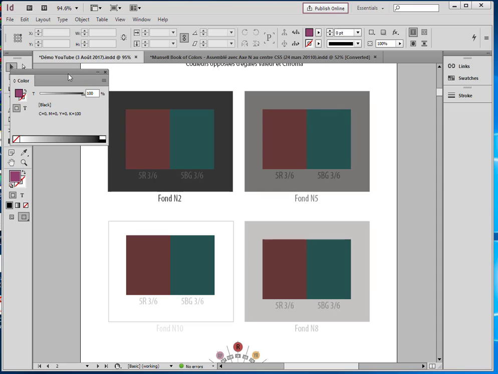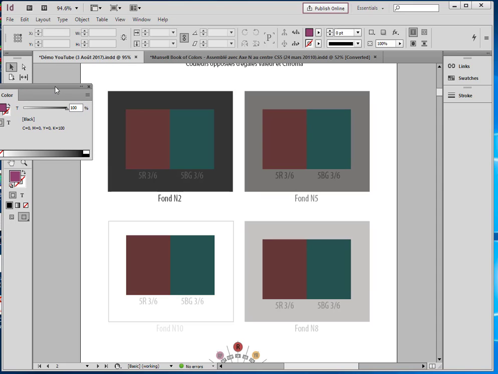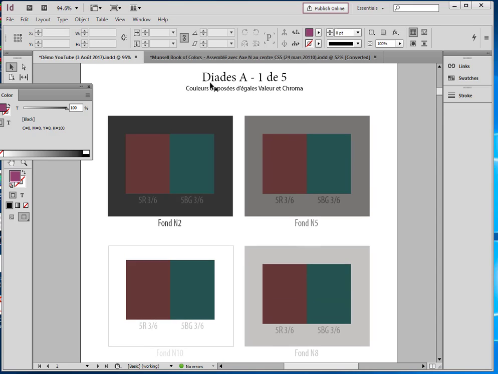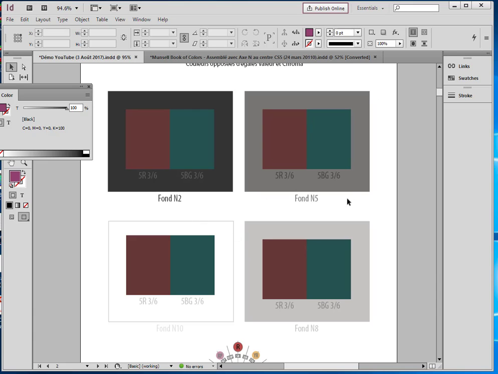This is one study of combining the chips. Over here we have what's called dyads, it's French, dyads: opposed colors of equal value and chroma. So this one is 5R, 5 red, 3 in value, 6 in chroma. See what it gives? And same thing over here, the blue-green, equal value of 3, and equal chroma of 6. So this is 5BG 3/6 and 5BG 3/6.